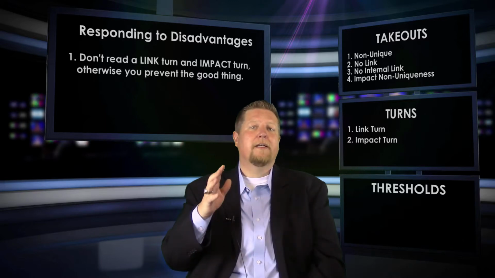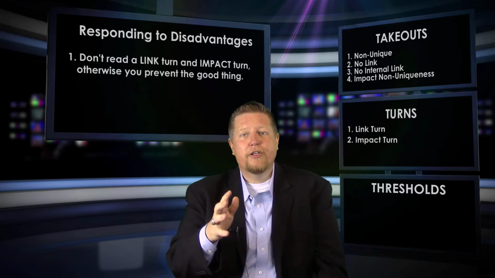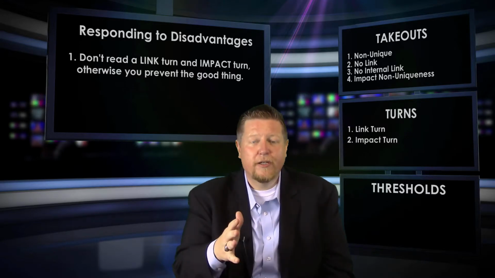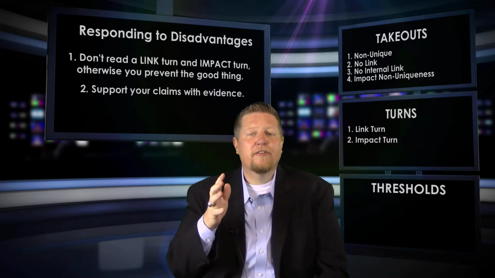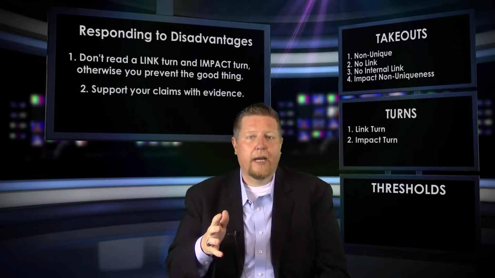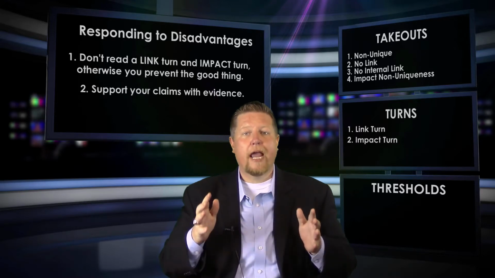First, be careful not to double turn yourself by reading a link turn and an impact turn. Doing so effectively proves that the affirmative team prevents a good thing from happening, which would be bad for the affirmative. Second, you need to do a lot of specific evidence finding to prove your claims. You can't just make the argument based on logic or analytics. You need strong evidence.